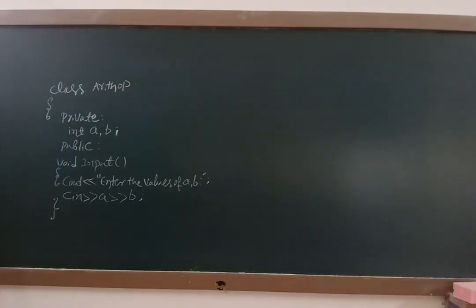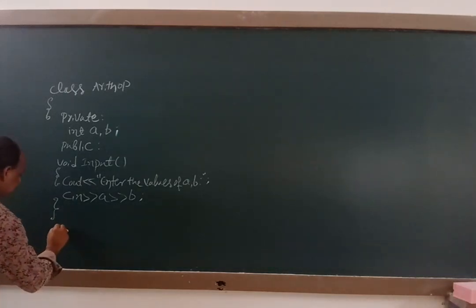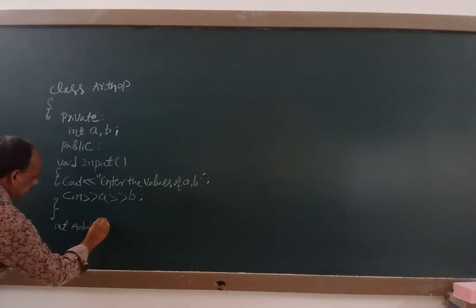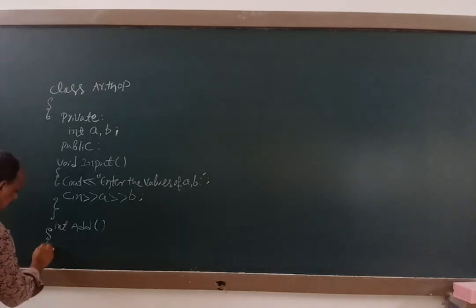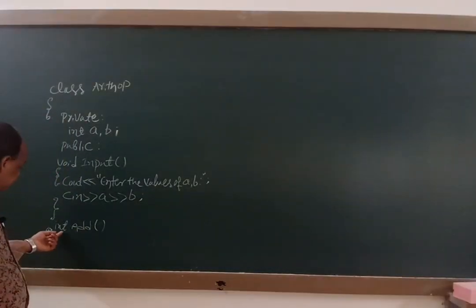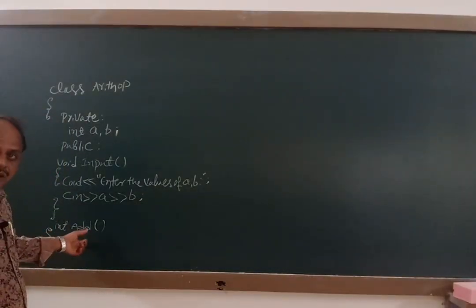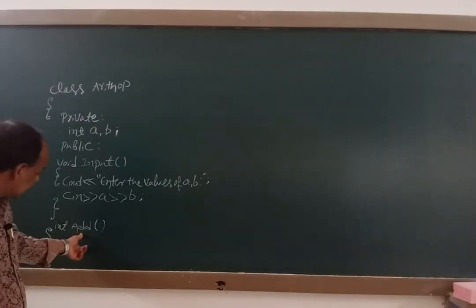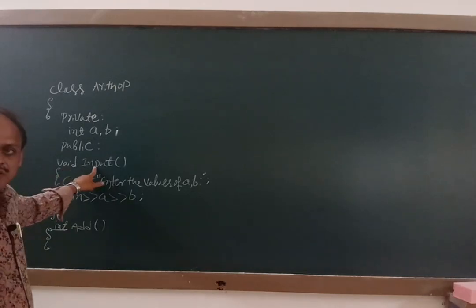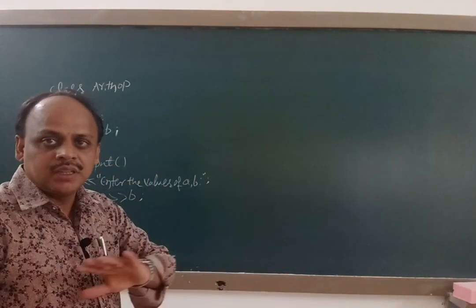Next step is we have to perform addition, right? Therefore take the next function, int addition operation to perform addition on two numbers. See here, calculation is going on and value is returning. That's why I have taken data type int here. In the input function we are only entering values, there is no calculation.